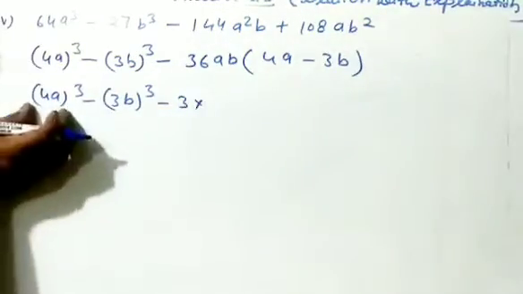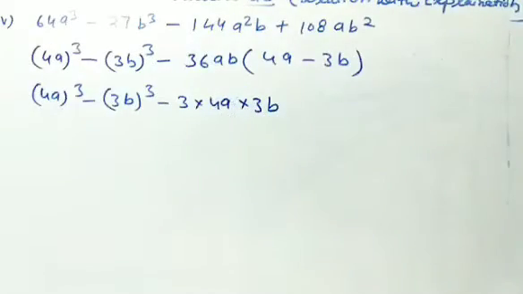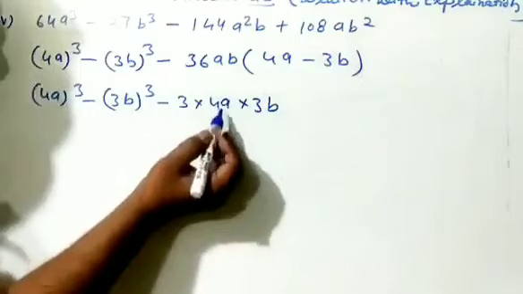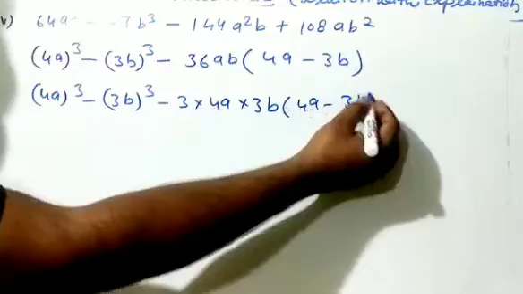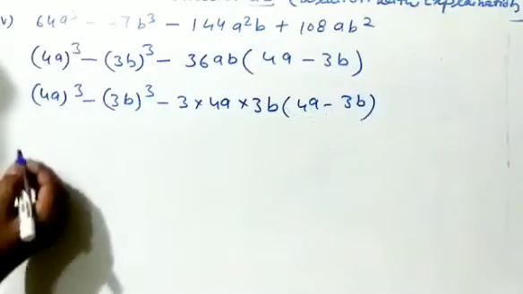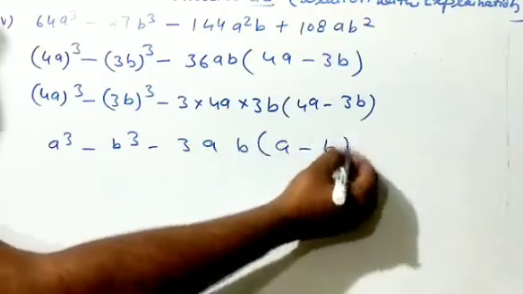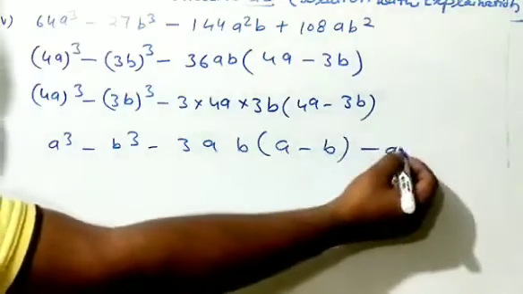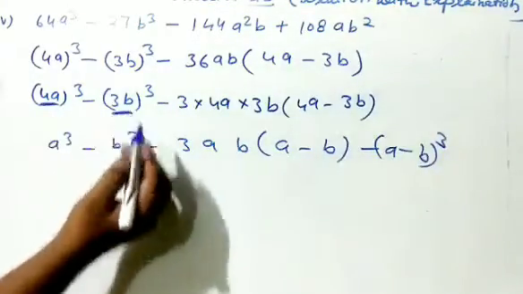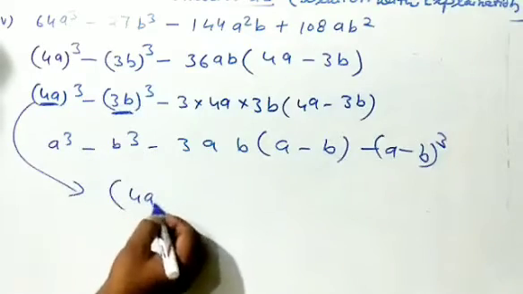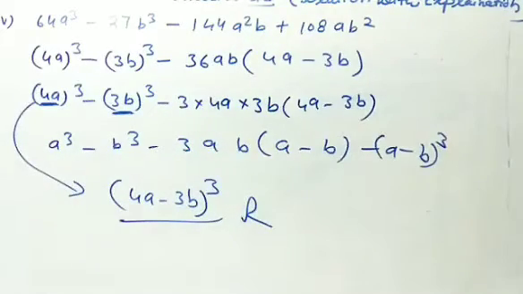So a is what? 4a. Multiply 4a, b is what? 3b. It is already 36. Listen, 4 times 3 is 12, 12 times 3 is 36, 4a minus 3b. So let's compare a cube minus b cube minus 3ab, a minus b. So it is clear what the formula is: a minus b whole cube. A is 4a. B is 3b. So write down simply 4a minus 3b whole cube. This is the answer. Okay. Come to the next question.